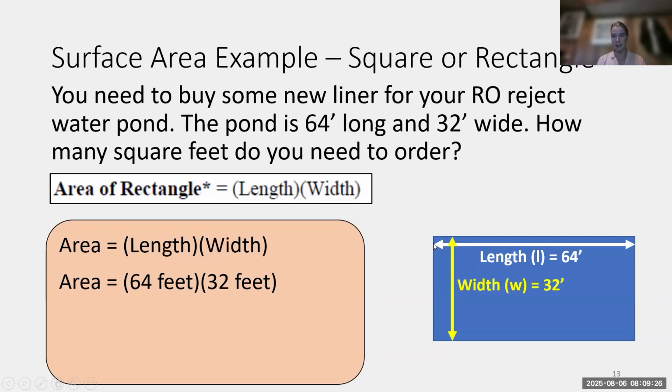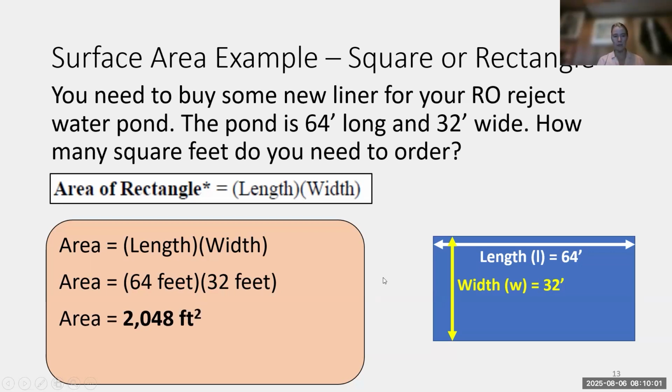So the length is the long side of your rectangle. It's in that blue box that you can see on the screen here. And then width is going to be the shorter side. Because we know that it's 64 long and 32 wide, all we have to do is plug that 64 and that 32 into our equation. And make sure that you're keeping units in these calculations as well, because when you multiply the 64 times 32, you'll get 2,048.